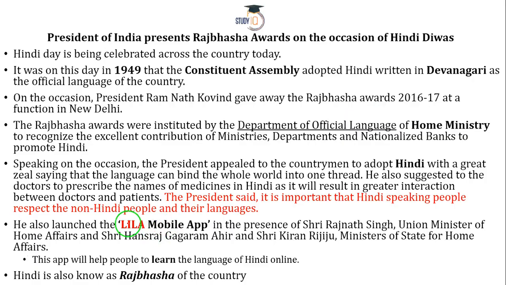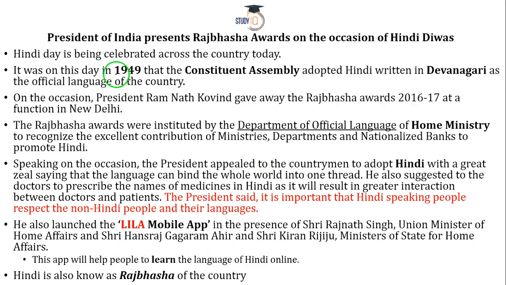First of all, allow me to wish every one of you from StudyIQ, from all my dear colleagues and from my side, a very happy Hindi Divas to all of us. Hindi Day is celebrated on this date, 14th September. It is celebrated across the country. On this day, President Mr. Kovind gave the Raj Bhasha Award of 2016-17 in New Delhi.